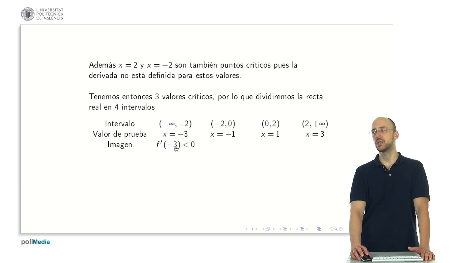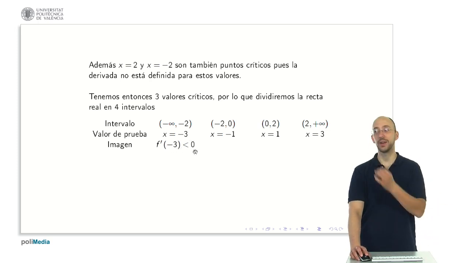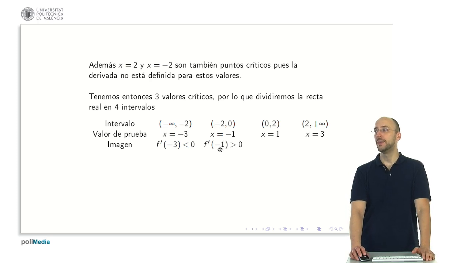What is the value of the derivative at those points I just selected? When I substituted minus 3, it resulted in a negative number. The derivative at minus 1 yields a positive value. At 1 it's negative, and at 3 it's positive. What does this indicate? It means that in the first interval, the function is decreasing. In the second interval, it's increasing.